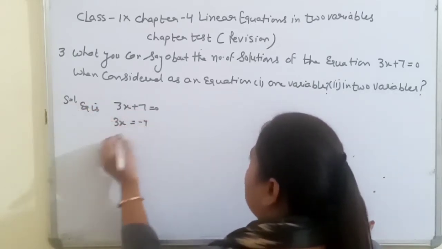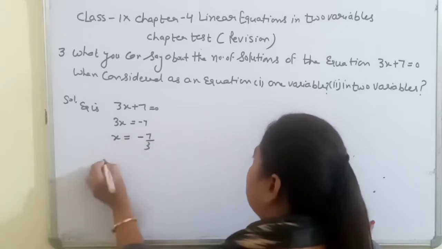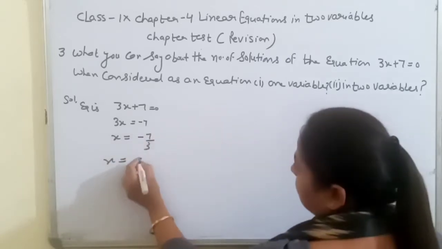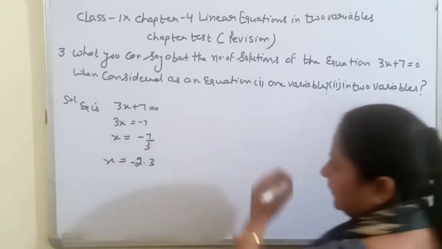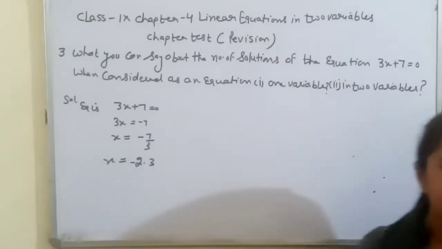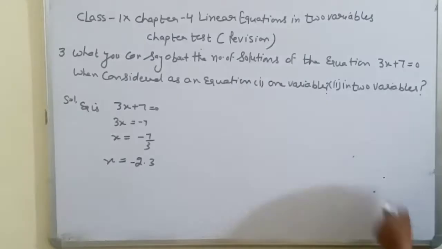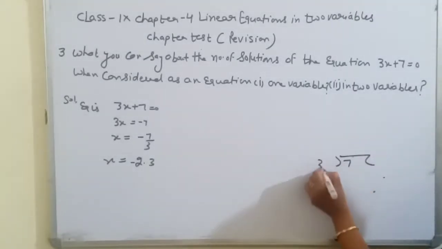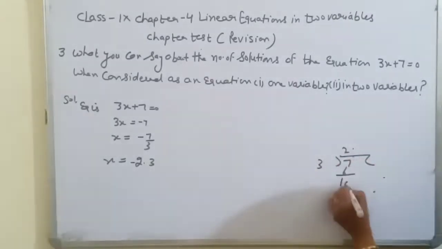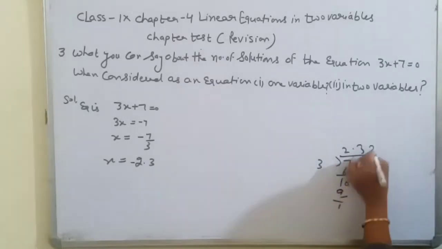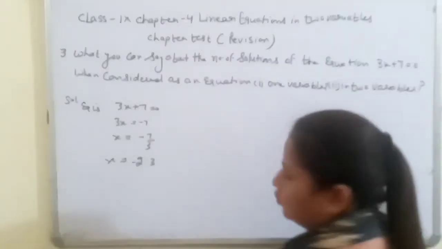So 3x equal to minus 7, x equal to minus 7 by 3. When we divide 7 by 3, it is 2.3. Let's see here: 3 twos are 6, 1 remains, and 3 threes are 9. Again when we divide, we get 3 one by one. So we can write it as minus 2.3.